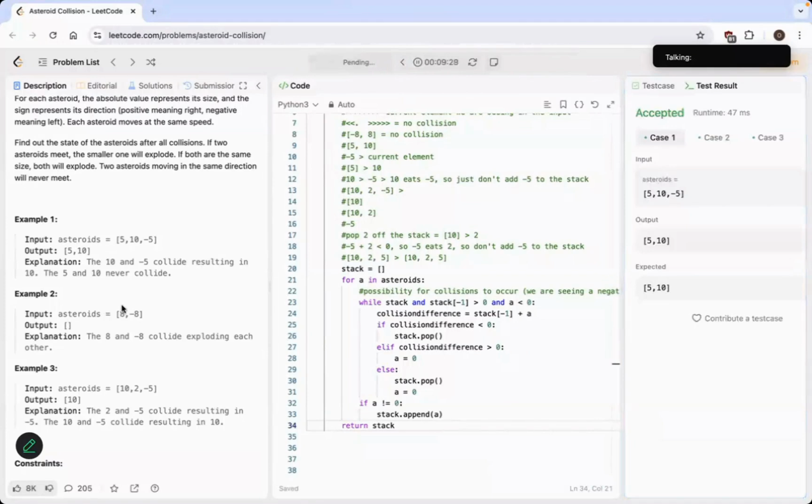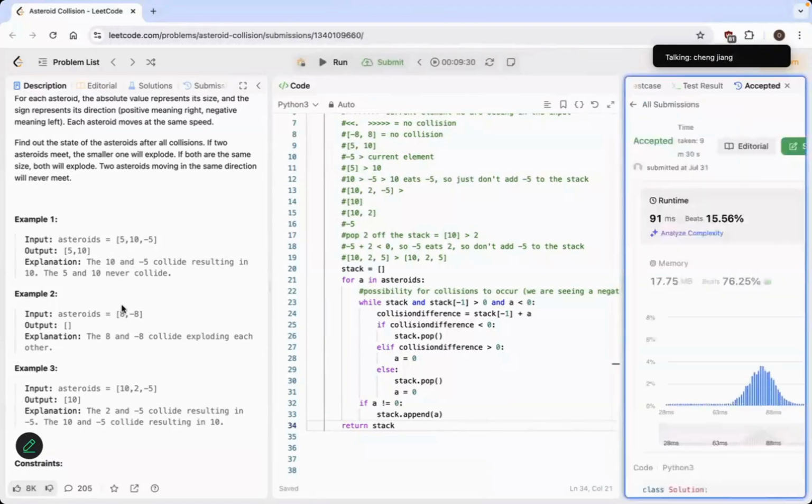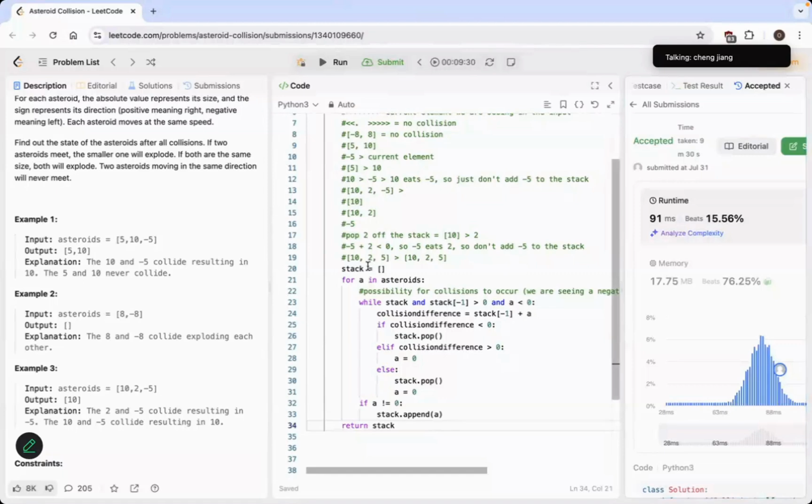Okay. So what's the time complexity? Time complexity is O of n because we're only looping through the input array once. So if the input array is size of n, then it's O of n.